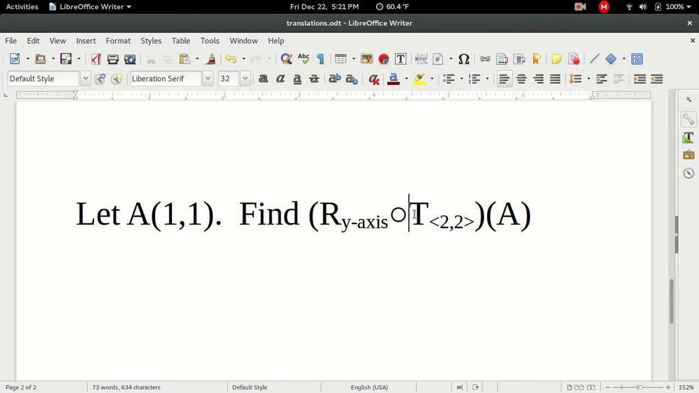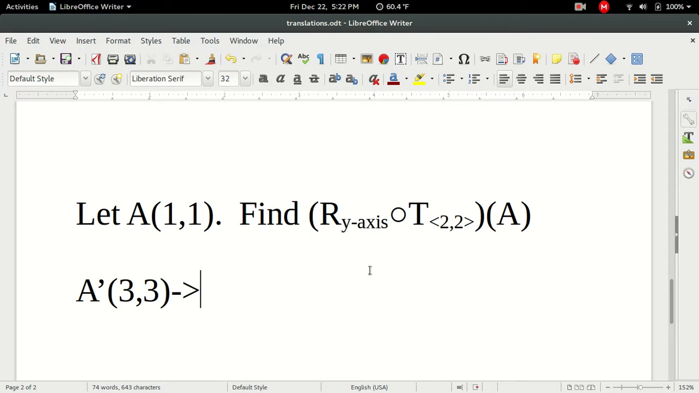So the first thing that we will do is we're going to apply the translation. We do this step first. You always do the one on the right first. So we'll apply the translation to A, so that's going to give us an A prime of (3, 3). Okay. And then from there, we apply the reflection across the y-axis.